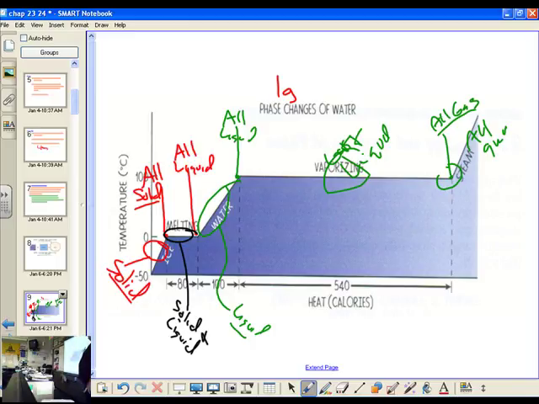But to get more energy into it, I basically have to get rid of all this water. And that's when I finally can heat this up. We call it superheated steam. Superheated steam. A lot of energy in that.